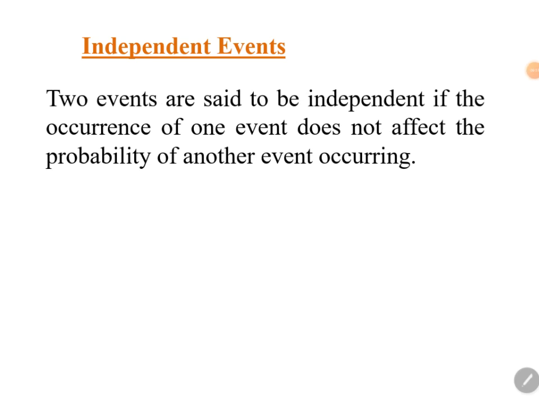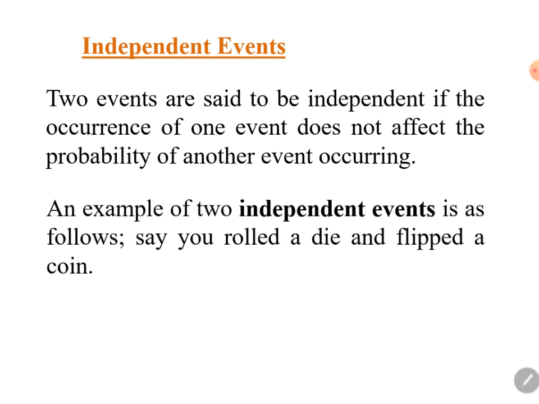Independent events. Okay, two events are said to be independent if the occurrence of one event does not affect the probability of another event occurring. An example of two independent events is as follows. Say you roll a die and flip a coin. Does the die and coin related, will it affect the result or the outcome of rolling a die and flip a coin together? Okay.